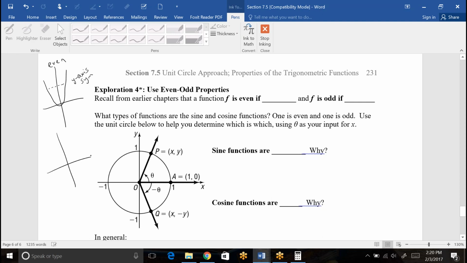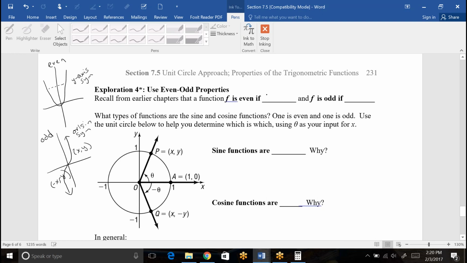And a function is odd if it has origin symmetry, which means if you have x and y on a point, then negative x and negative y also has to be on that same graph. You change both signs and the point still has to be there. So this is origin symmetry, which is related to being odd.